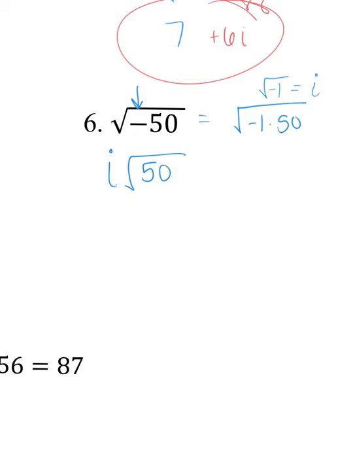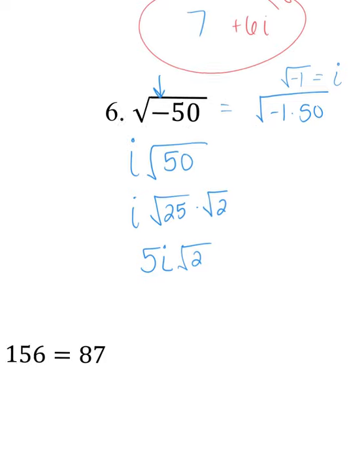Now, the square root of 50 is not a perfect square. So I need to go ahead and find two factors that multiply to give me 50, with one being a perfect square. Okay? And immediately, I know that 25 times 2 are going to be the numbers I use because 25 is a perfect square. Okay? And then the square root of 25 is 5, and my i comes second, times the square root of 2, because that can be simplified no further.